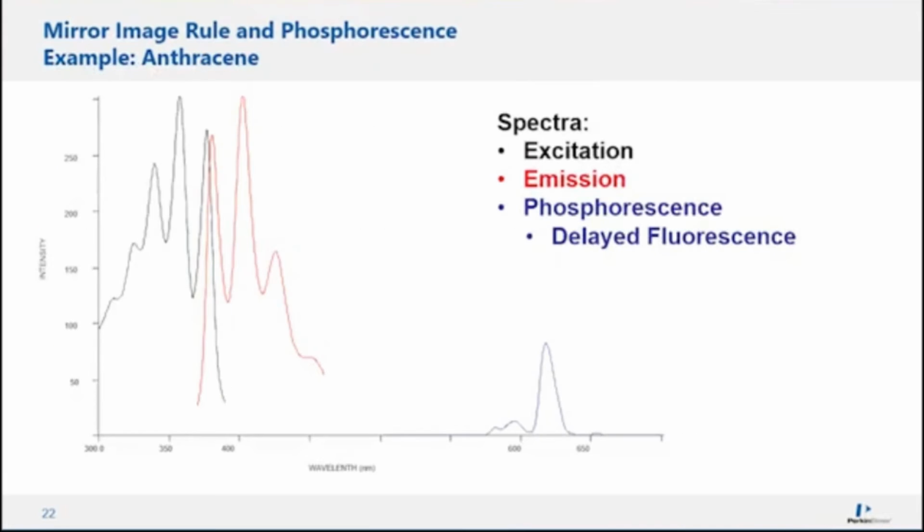So this is the fluorescence spectra of anthracene that demonstrates the rules we discussed previously. We see that the emission occurs at longer wavelengths than the excitation. So the excitation here is in black and the emission's in red. The emission and the excitation are mirrors of each other. And there are 2 points where we would measure the Stokes shift.